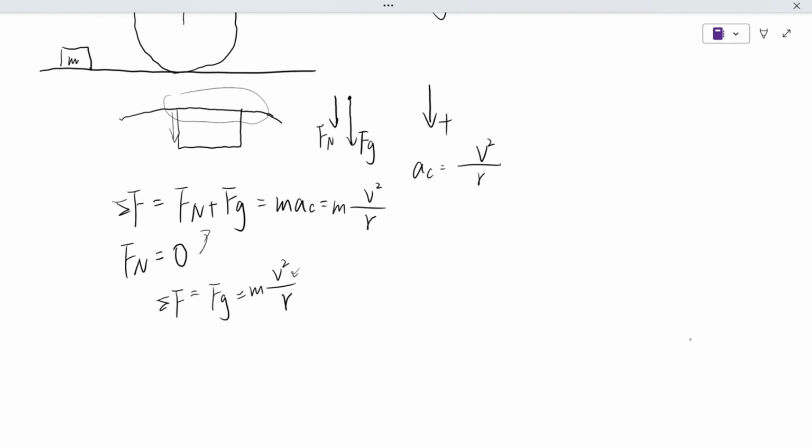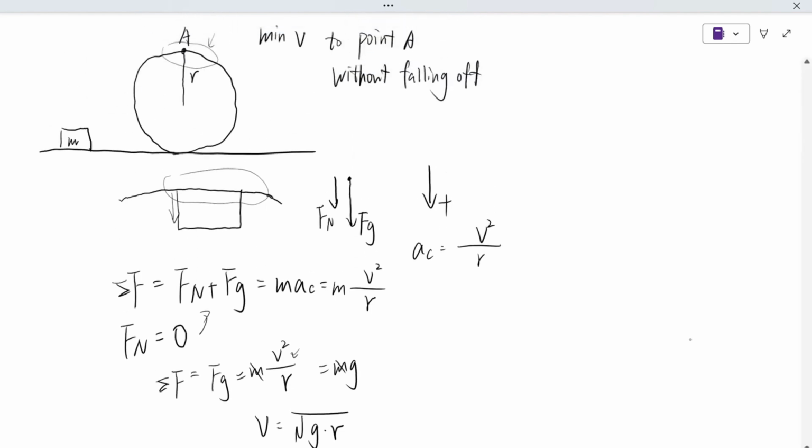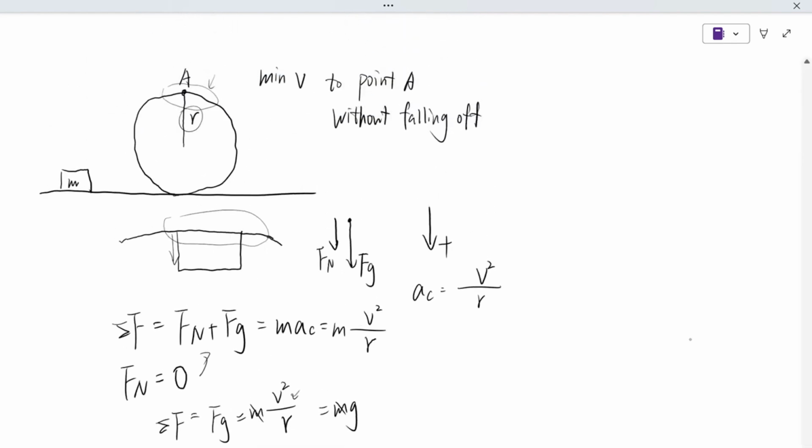So let's simplify this equation. Fg is equal to mg. The m is just the mass of the roller coaster, so let's cancel that out. So the velocity we're going to get is basically just the square root of g times r. That's it. You can just plug in the number, 9.8 or whatever, and times the radius of the circular track.